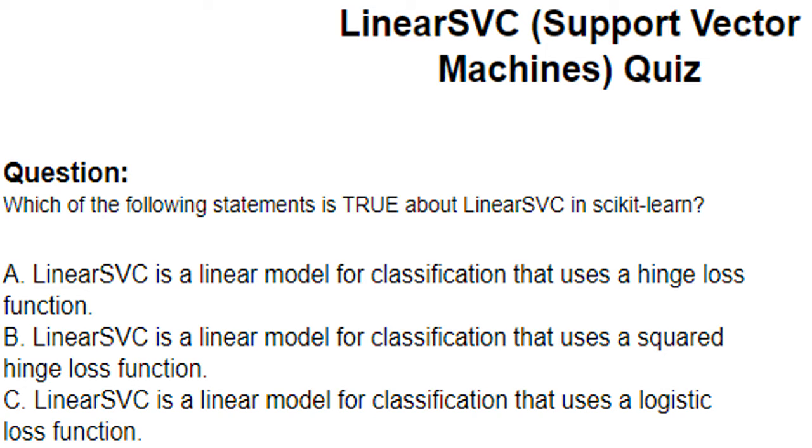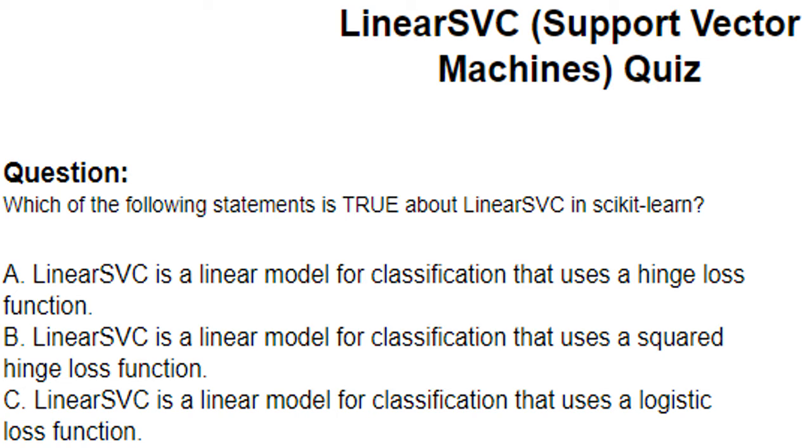Which of the following statements is true about linear SVC in sklearn? A. Linear SVC is a linear model for classification that uses a hinge loss function. B. Linear SVC is a linear model for classification that uses a squared hinge loss function. C. Linear SVC is a linear model for classification that uses a logistic loss function. D. All of the above.